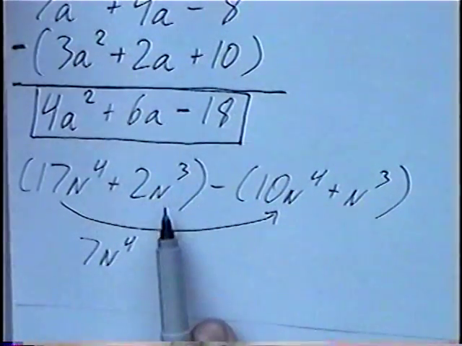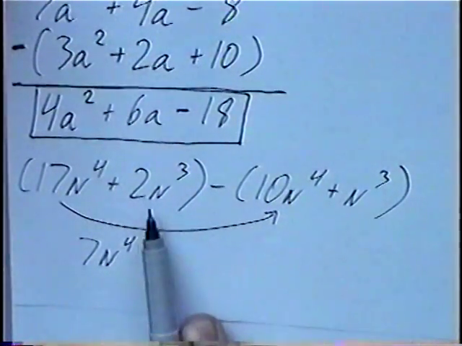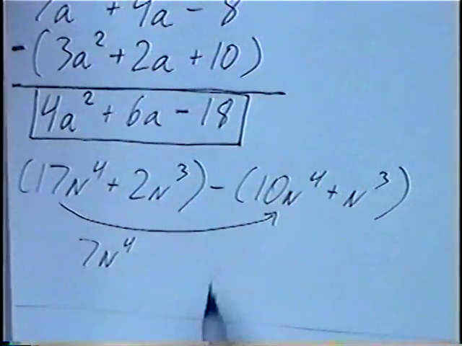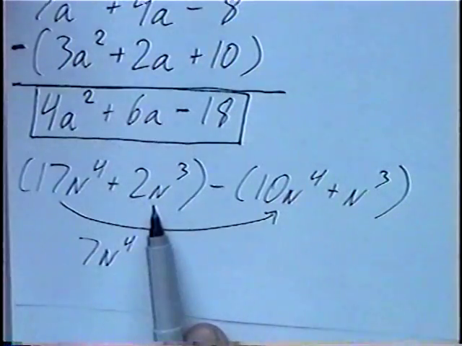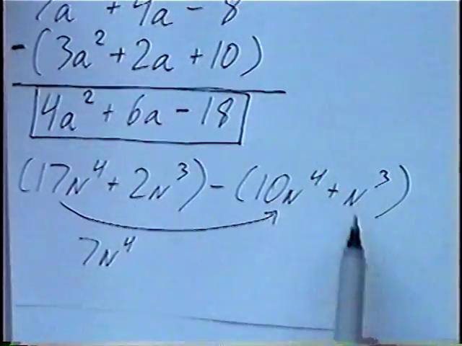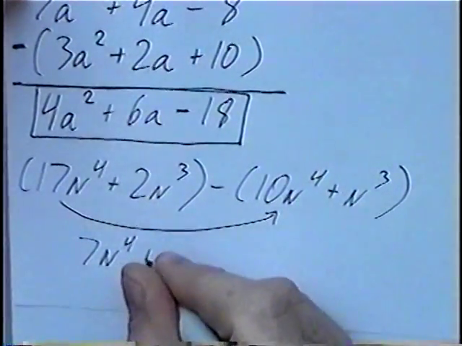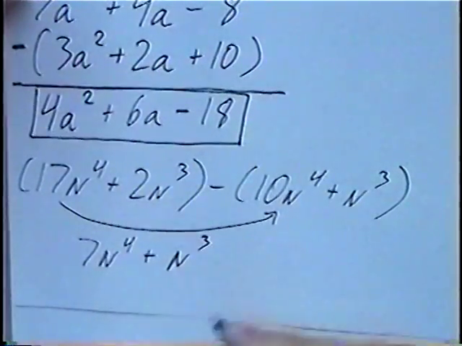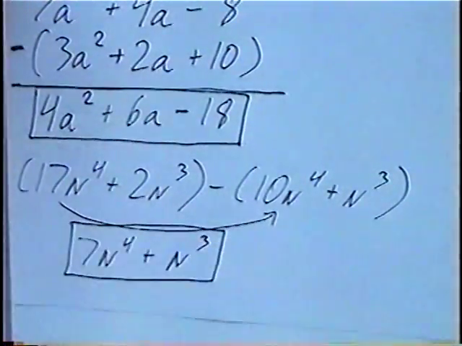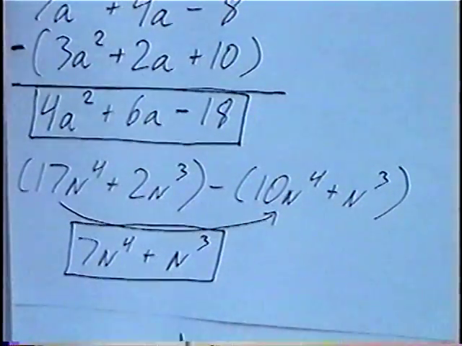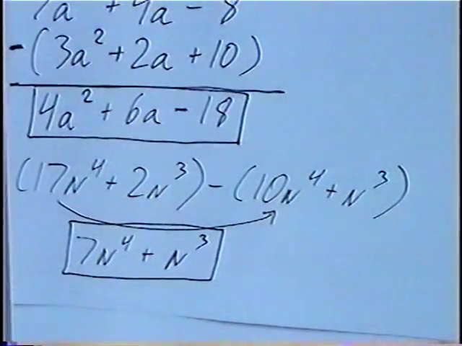And the other like terms, n to the third power. We have 2n to the third power, and keep in mind we're subtracting n to the third. So 2n to the third minus 1n to the third would be 1n to the third, or n to the third power. So our final answer, 7n to the fourth plus n to the third.